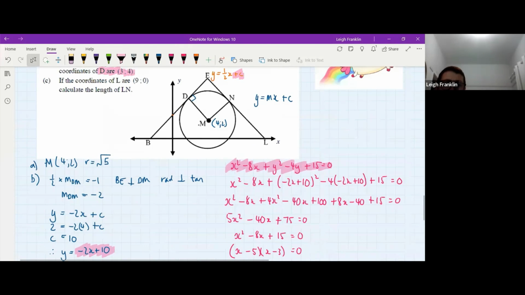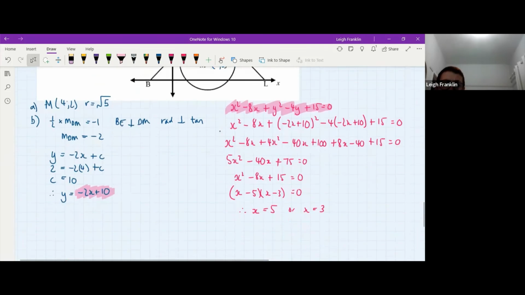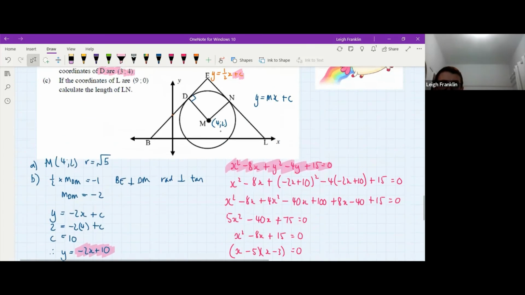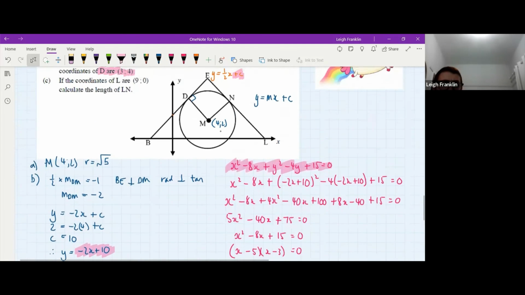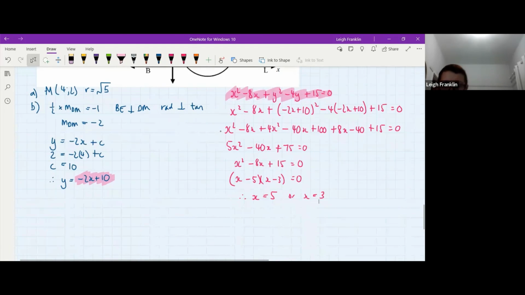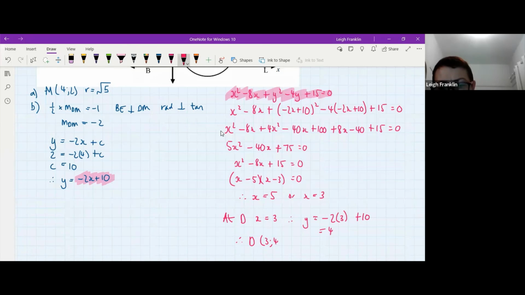Okay, so now if we know that the coordinates at M are 4 and 2, and x could be 5 or it could be 3, what does the coordinate at D have to be? At D, it has to be 3, because it's to the left. Okay, so at D, x equals 3, therefore y equals negative 2 times 3 plus 10, which gives us 4. So therefore the coordinates at D are 3 and 4.